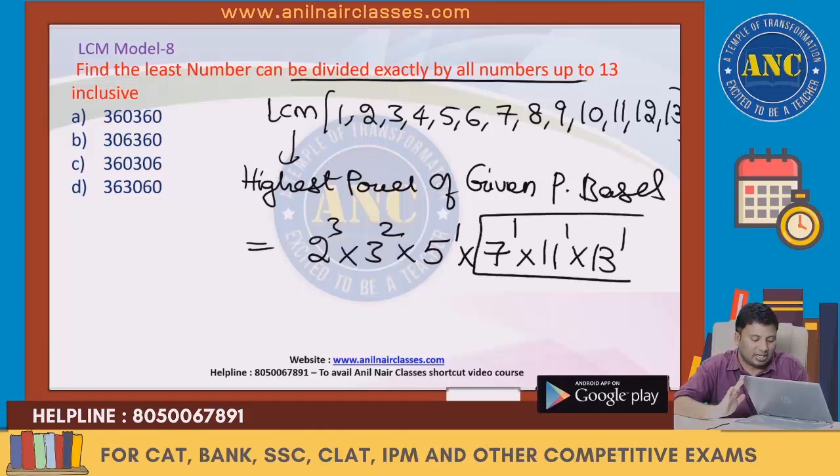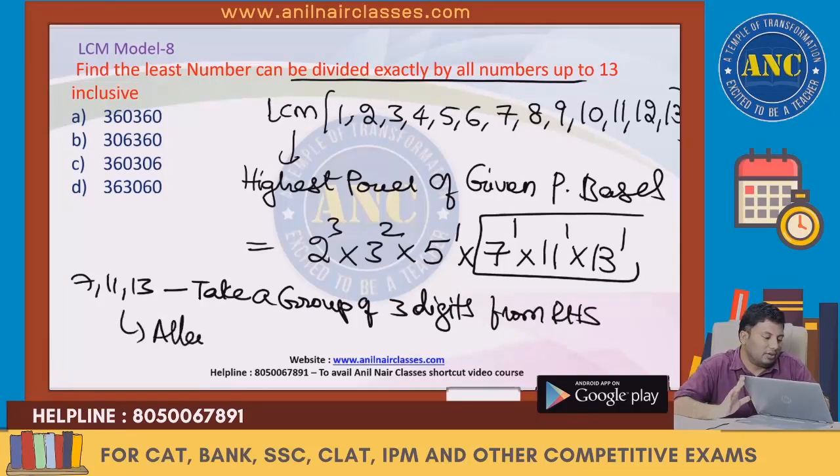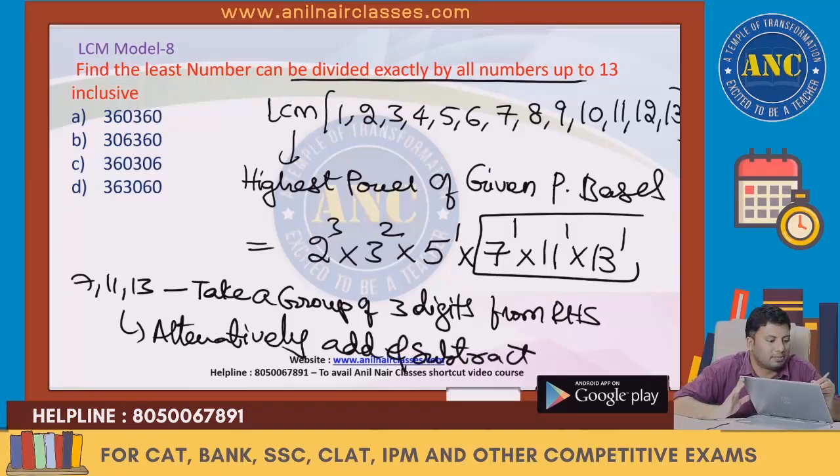7, 11, 13, there is a rule. What is the rule? Take a group of 3 digits from the right hand side. Alternately add and subtract.